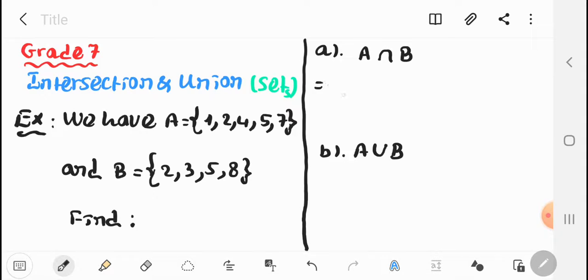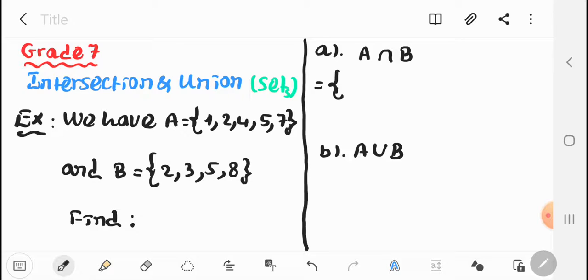To find the intersection of set A and set B, we want to find the elements that are in set A and also in set B. The element that isn't in A we don't count, and the element that isn't in B we don't count. We count only the elements that are in both sets.